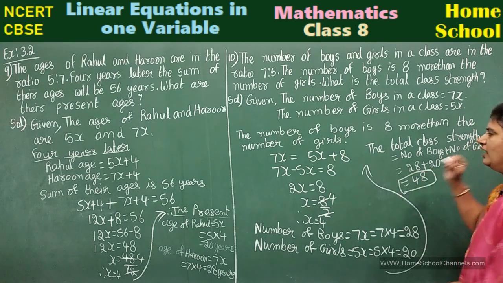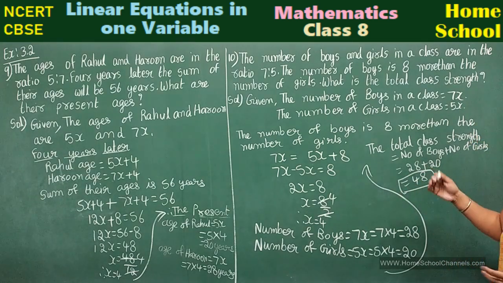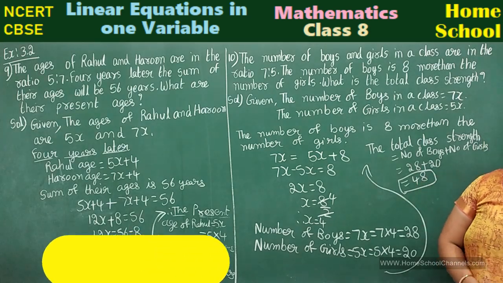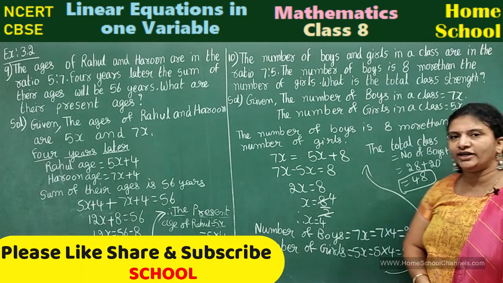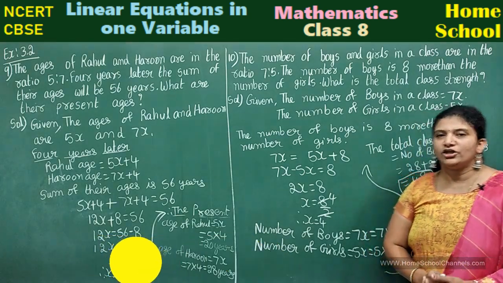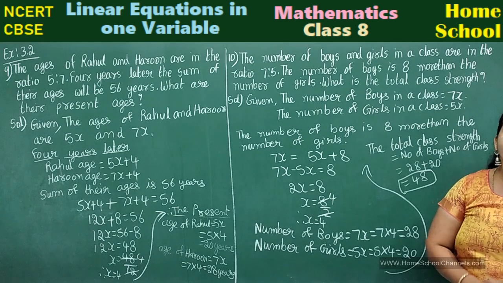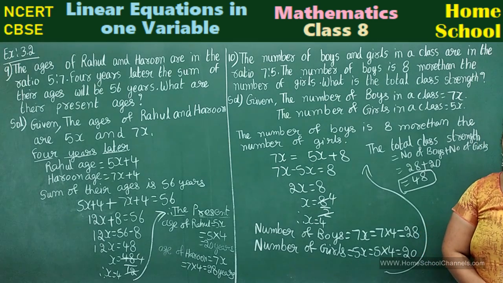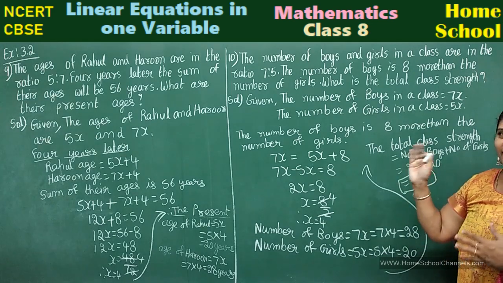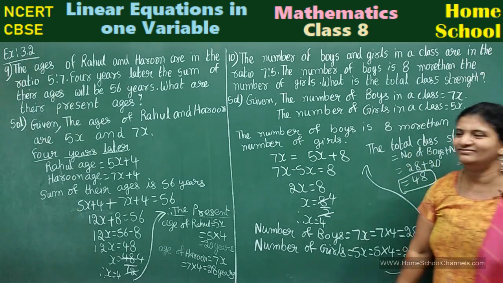So this is your answer. Again, if you want, you can write one more line. Therefore, the total number of class strength is 48. Or you can end up with another line. 48 students are there in a class. Okay, 48 students are there in this class.